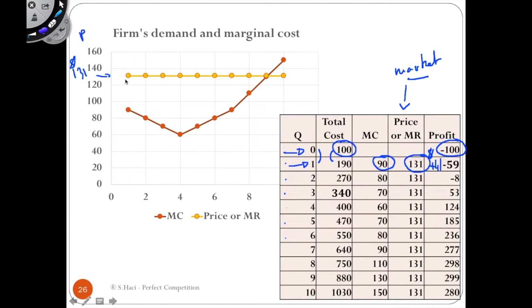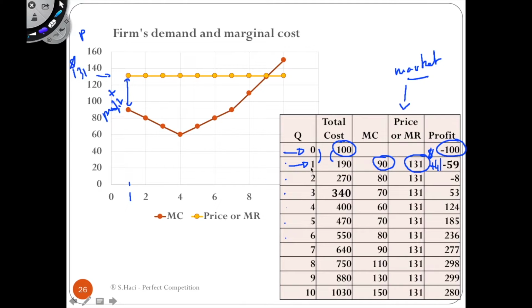On the graph, you can see here that for that one unit that we produced, the difference between the cost here and the price at which you can sell it here is what you add to your profit.